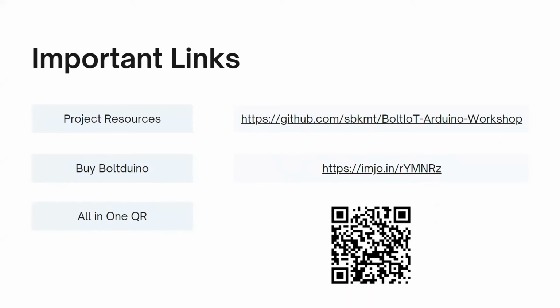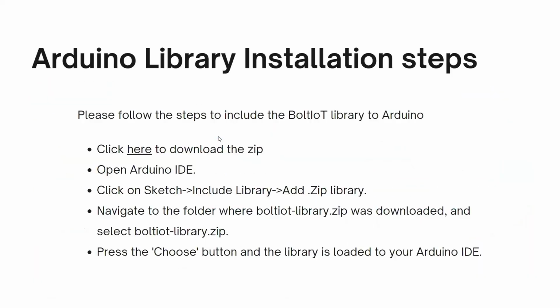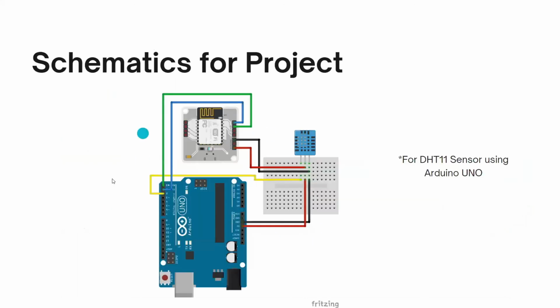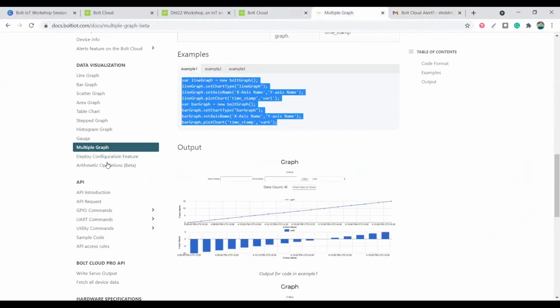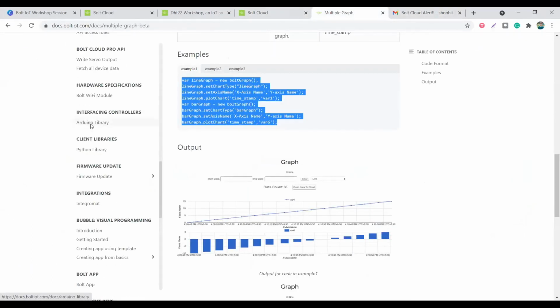If you have any questions, such as how we can perform this project without Boltino: Boltino is just an Arduino board. For this purpose, I have given you the connections. If you want to use any other board, you can use these connections. Even if you visit the documentation of Bolt IoT, let me show you. Everything is present in the documentation. So how can I use it with Arduino? You can see that.